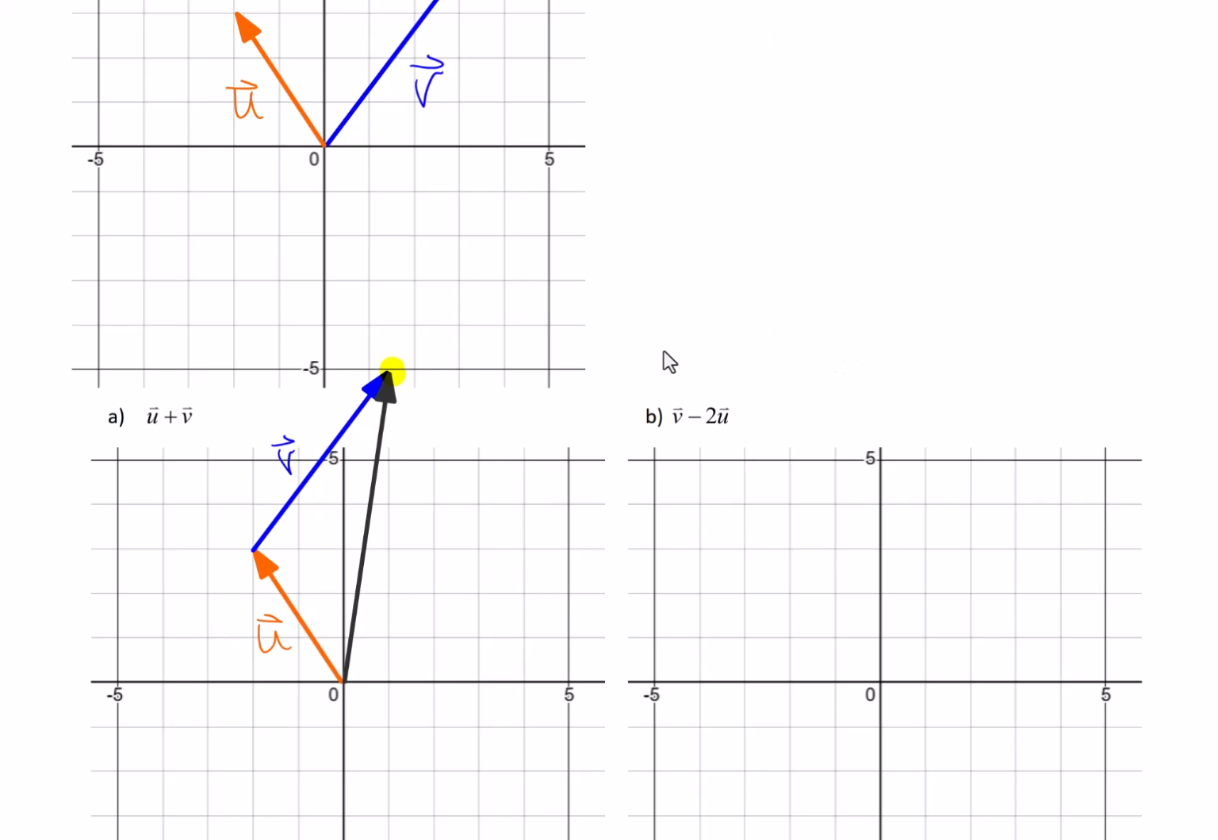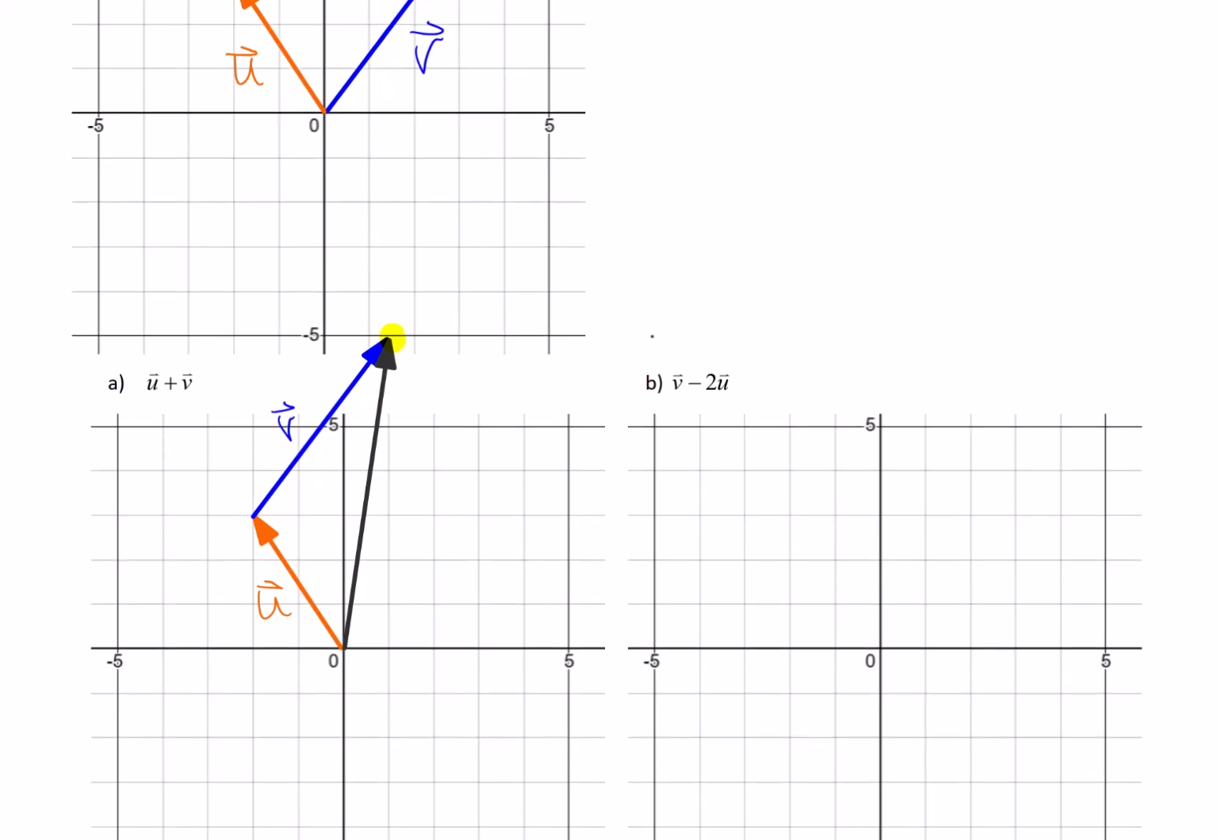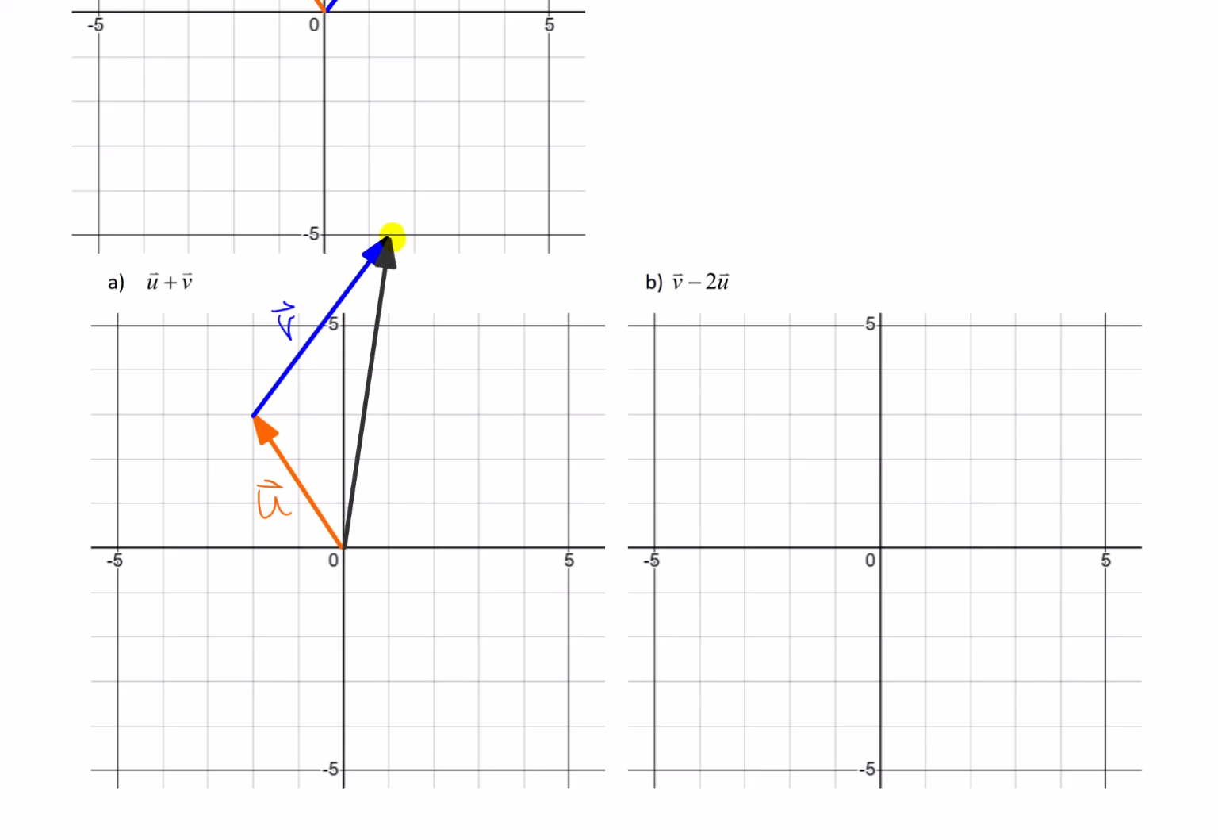How could I find out exactly the point where that vector, the second one, ended, so that it's the terminal point of my sum of those two vectors? Okay, just think about that for a second. Now let's move on to the next one.